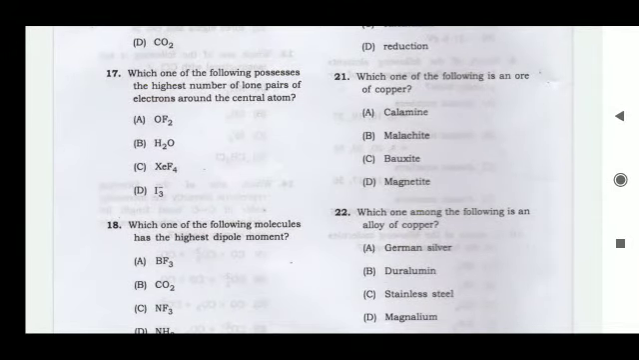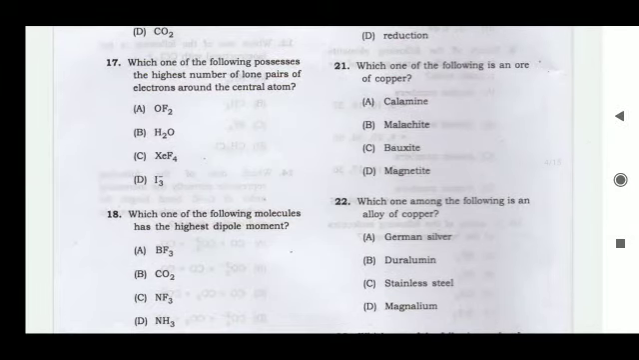Question 17, which one of the following possesses the highest number of lone pairs of electrons around the central atom? So we can calculate by first drawing the molecules. In OF2 we have two lone pairs on central O atom. In H2O as well, it has two lone pairs on central O atom. In XeF4 we have two lone pairs on central Xe. But in case of I3 negative, the central I has three lone pairs, means 6 electrons are there in lone pairs. 6 electrons means 3 lone pairs are there, so option D will be correct.